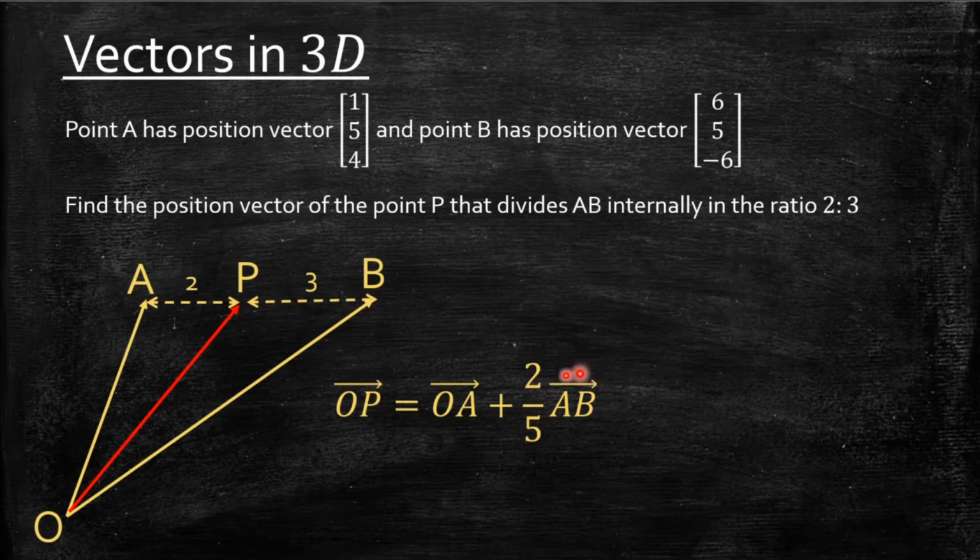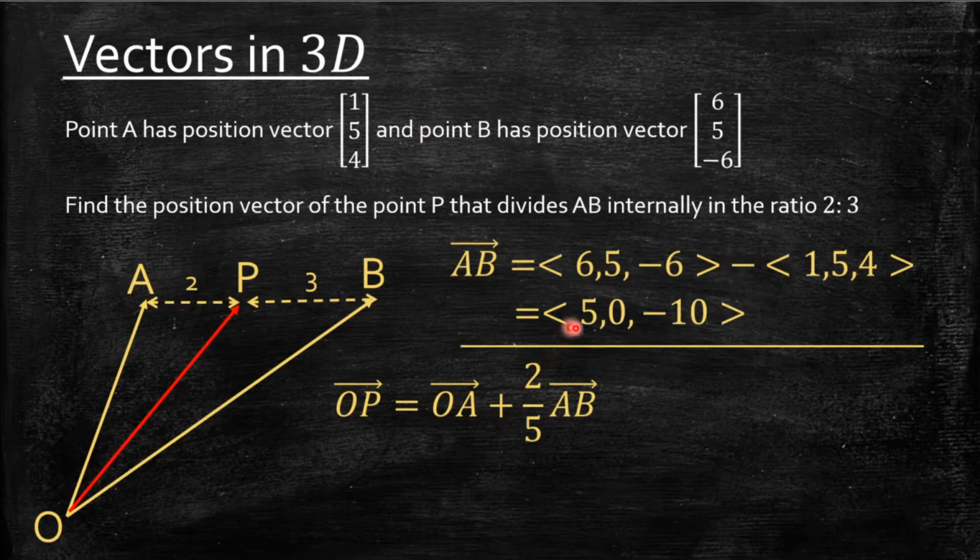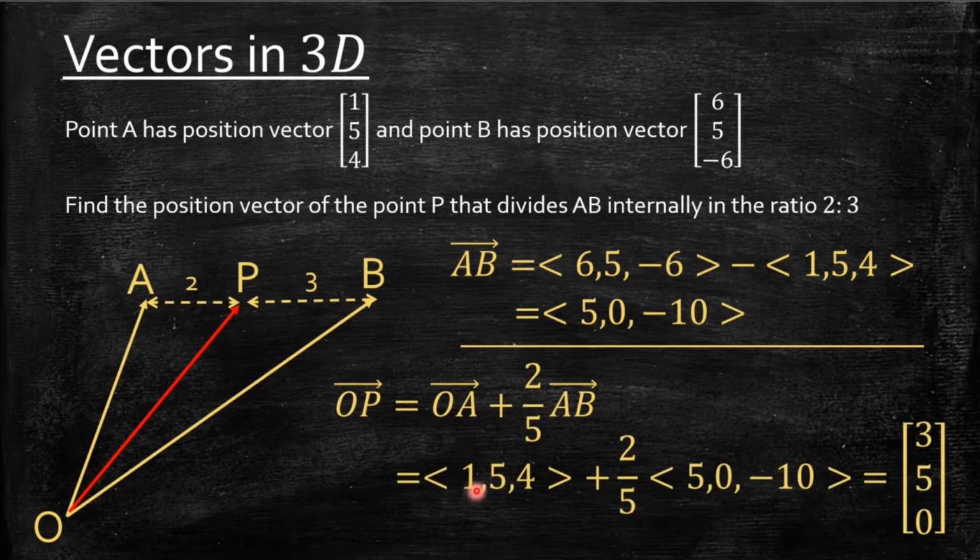So what is this vector AB over there? Well, that's just vector B minus vector A. Remembering that this is vector B and that's vector A over there. So we're just going to do (6, 5, -6) take away (1, 5, 4). And that's going to give us (5, 0, -10). Right, so we know what that vector is going to be. So vector OA is (1, 5, 4) plus 2/5 of that will give us this vector over here.